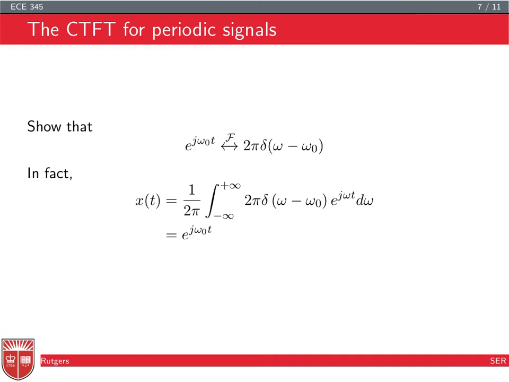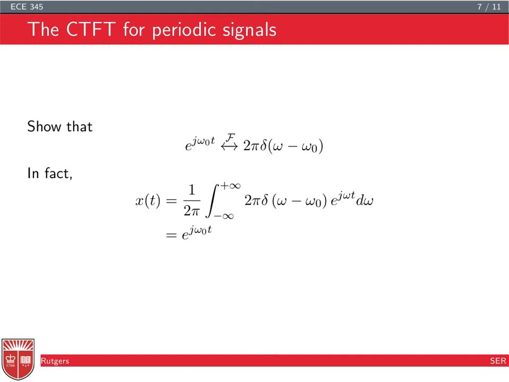Here it's easier to double check that the result is true by using the formula of the inverse CTFT. So we check that the inverse CTFT of 2 pi delta of omega minus omega 0 is actually x of t, which is 1 over 2 pi times the integral of 2 pi delta of omega minus omega 0 times e to the j omega t d omega. The 2 pi is going to cancel the 1 over 2 pi, and this integral is going to be equal to e to the j omega 0 t, which gives us the result.